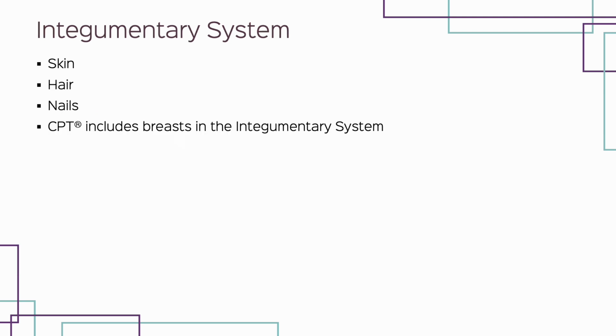The integumentary system consists of the skin, hair, and nails. There are only a few procedures pertaining to the hair, so we will focus mostly on the skin and the nails. These structures work together to provide protection from injury, fluid loss, and outside elements such as bacteria and viruses. They also provide body temperature regulation, fluid balance, and sensation.